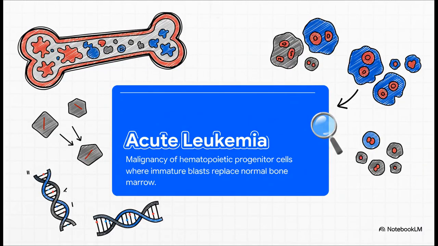So here's what's really happening. It's a cancer of the baby blood cells, right? These immature blasts just start growing like crazy, and they literally crowd out all the normal healthy cells in the bone marrow. This complete takeover is exactly what causes all the classic symptoms we're about to talk about.